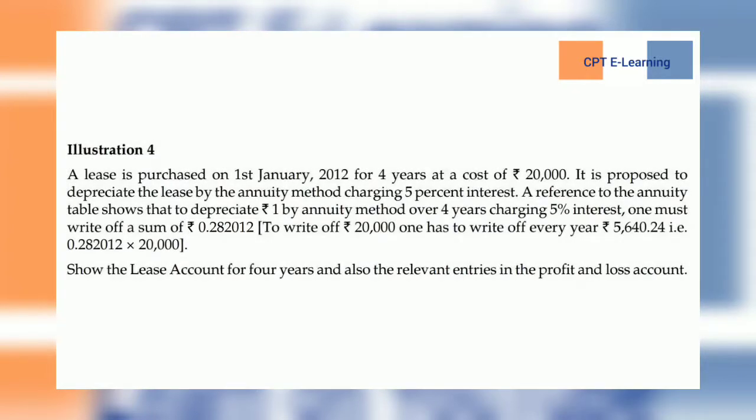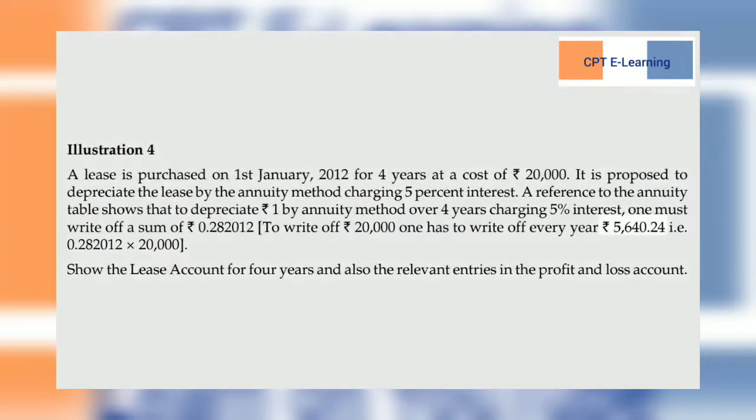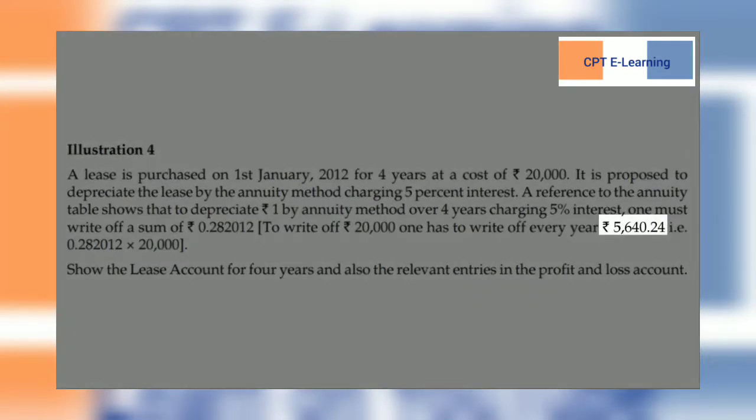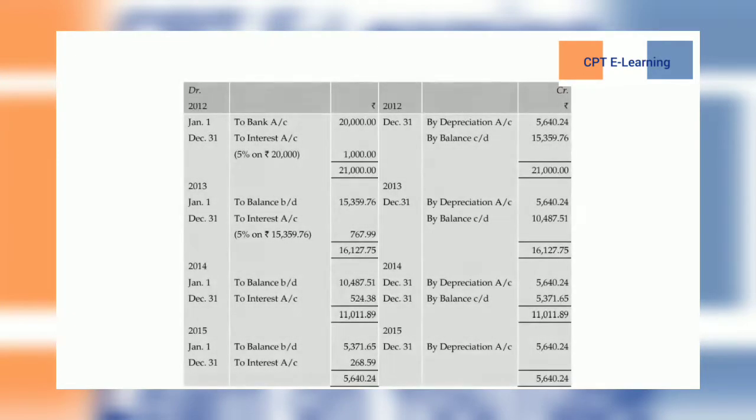So what will be the depreciation? Cost multiplied by this figure. What is cost? 20,000. When I multiply it by this figure, 0.282012, what will I get? It gives us 5640.24. So this is the depreciation every year. This will be constant. Now let's look at the ledger of the lease account.